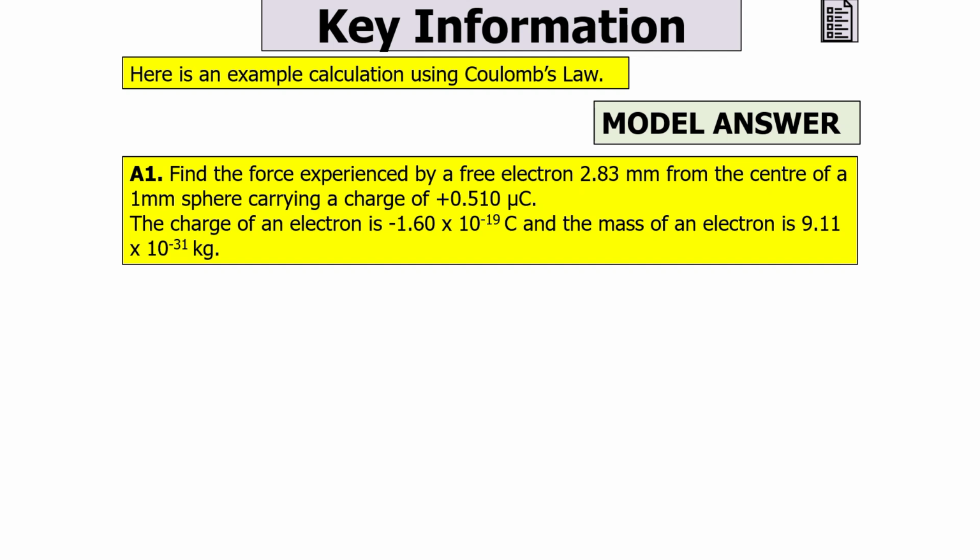Find the force experienced by a free electron 2.83 mm from the centre of a 1 mm sphere carrying a charge of plus 0.510 microcoulombs. The charge of an electron is minus 1.60 times 10 to the minus 19 coulombs, and the mass of an electron is 9.11 times 10 to the minus 31 kilograms.